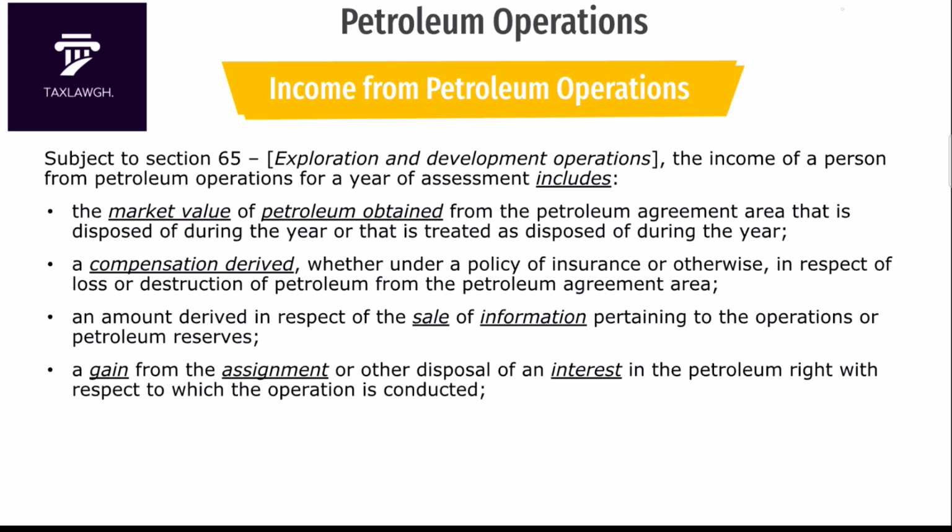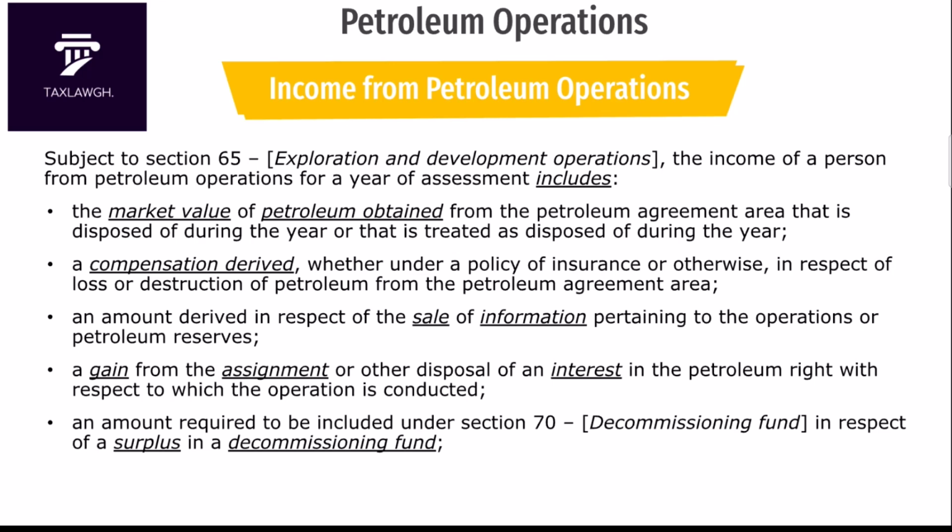So once again, take note here, any gain you make from assigning your interest or disposing of what that interest is in the petroleum right, that will form part of your income from petroleum operations. What else? Any amount that is required to be included under Section 70, which deals with something known as the decommissioning fund, in respect of any surplus in a decommissioning fund, must also be included in your income.